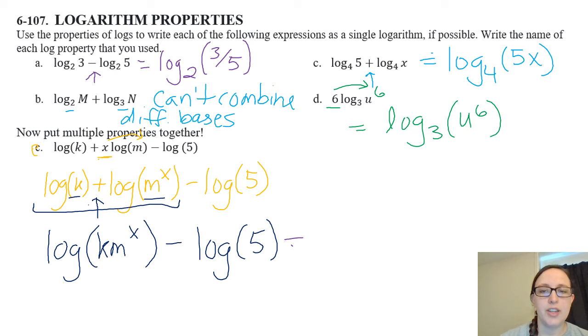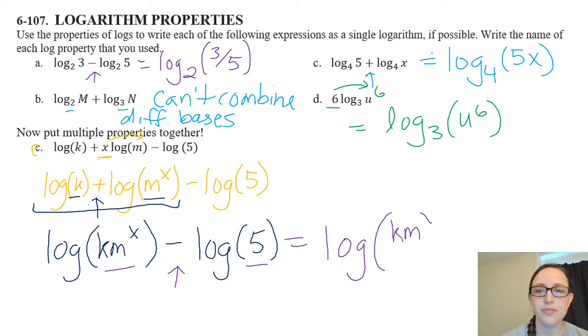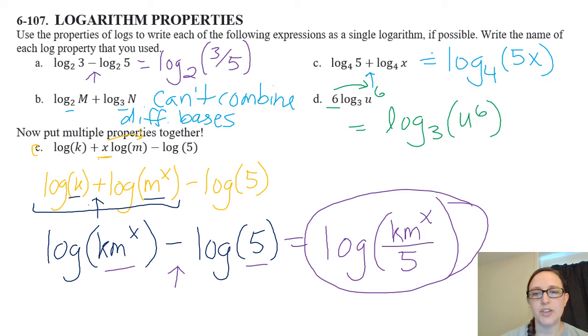So our final answer, we're going to finally combine these 2 logs. Since there's a minus sign, that means we're going to divide what's inside. All right, so this is going to become just a log of kmx over 5. And we want to just leave it like that since we can't simplify that fraction. And that would be our final answer. So all of that from the beginning simplifies to log of k times m to the power of x divided by 5.